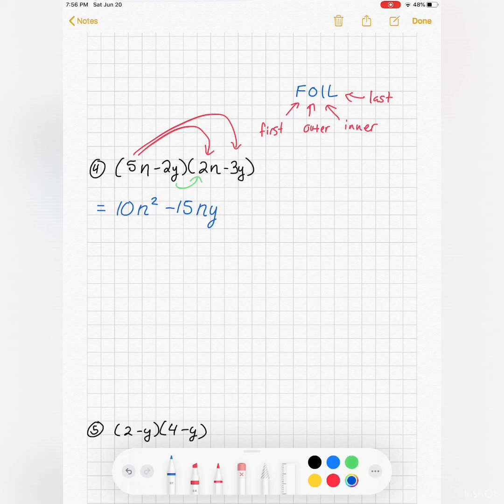Inner, minus 4ny. And then last, plus 6y squared. And then I look for any like terms. So these two are like terms. 10n squared minus 19ny plus 6y squared.